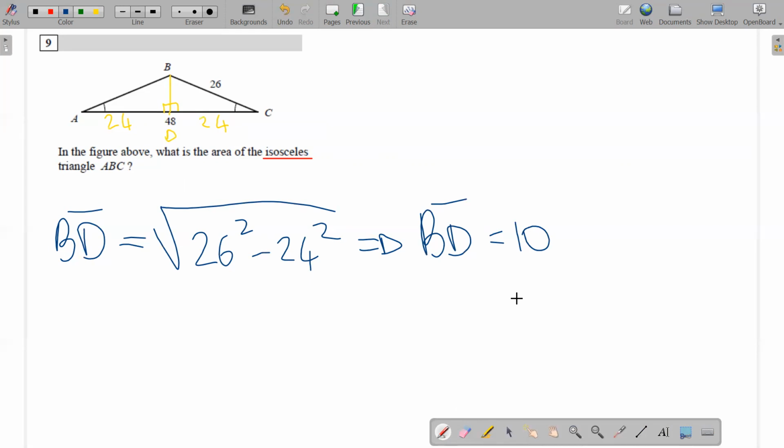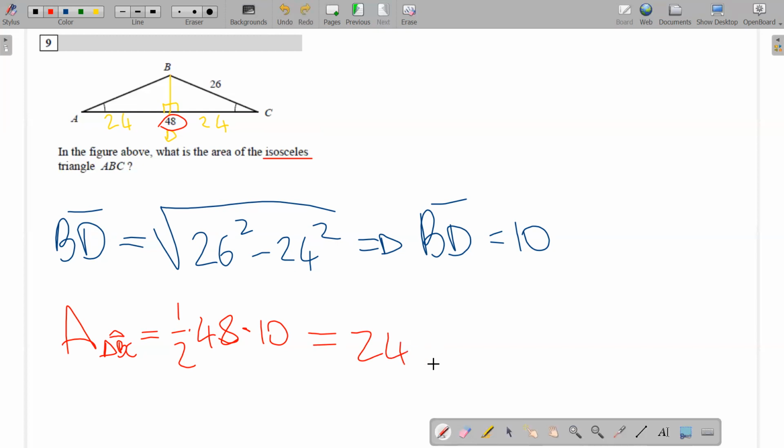Now that I have BD, I can just find the area, because the area of the triangle ABC will be 1/2 of the base, which we already have, 48, multiplied by 10. So 48 multiplied by 10 is 480. 480 divided by 2 is going to be 240. That's my area.